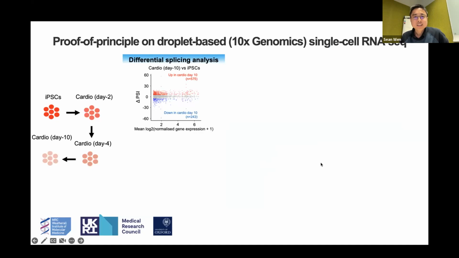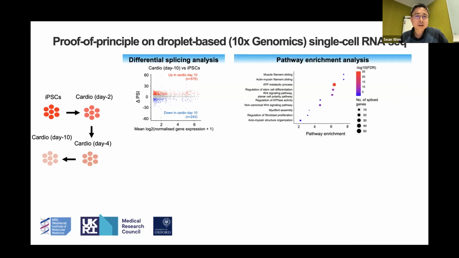The first data set that I have chosen to show proof of principle is this data set where induced pluripotent stem cells were differentiated into cardiomyocytes at different time points, at day 2, day 4, and day 10. This is a very simple volcano plot showing that there are 575 junctions that are upregulated in cardiomyocytes day 10, and there are 243 splice junctions that are downregulated in day 10 relative to the stem cells.